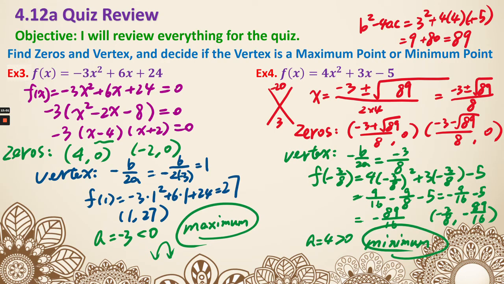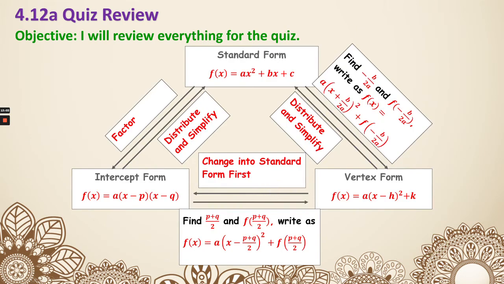Okay, that is example 4. Next, we talked about all these 3 different forms and how to actually convert among them. So standard form to intercept form, we are going to factor. From intercept form to standard form, we're going to distribute and simplify. Same thing with vertex form to standard form, distribute and simplify. From standard form to vertex form, we're going to find the vertex by finding the -b over 2a.